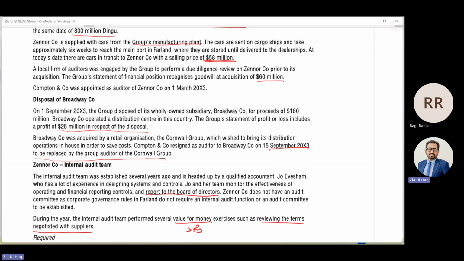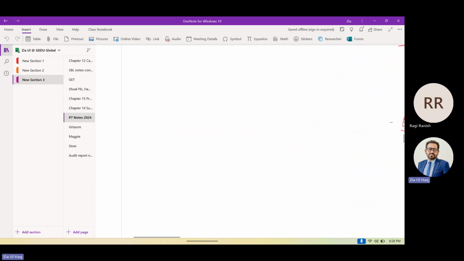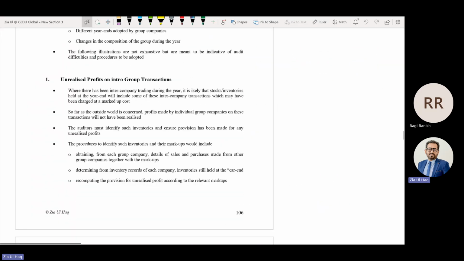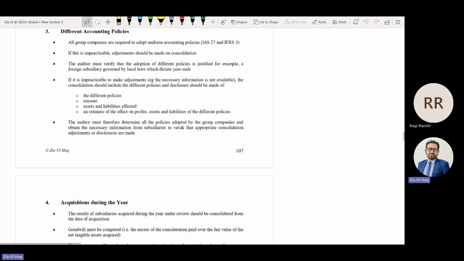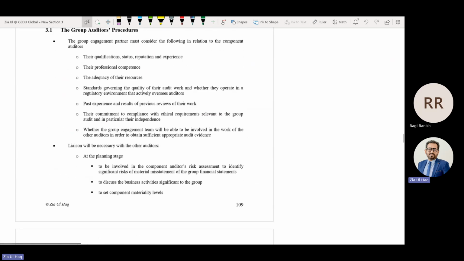Okay, so moving towards group audit. Let's see, I think so. We have completed risk, we have completed group audit. We just need to discuss 1-2 small topics so that we can wind up.